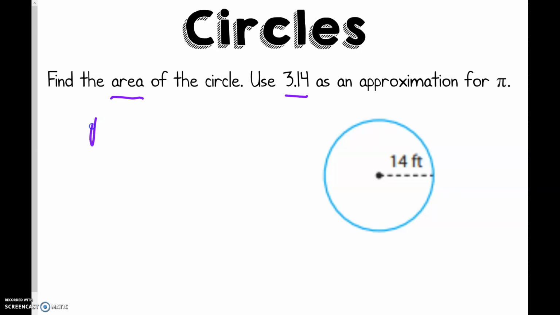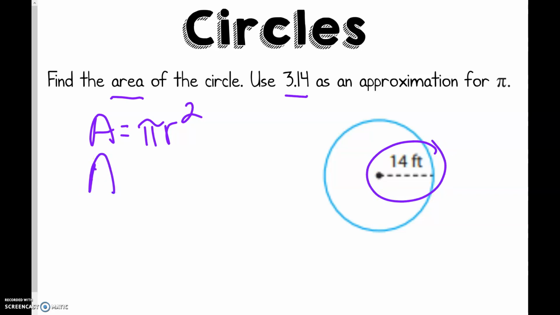So I always start by rewriting the formula. So area equals pi r squared. The first thing we need to double check is, do they give us the radius or do they give us the diameter? If they give us the radius, we can keep that number as is. If they give us the diameter, we have to divide that number by 2 so that we can be using the radius properly. Now they do give us the radius, so we can just go ahead and use 14.